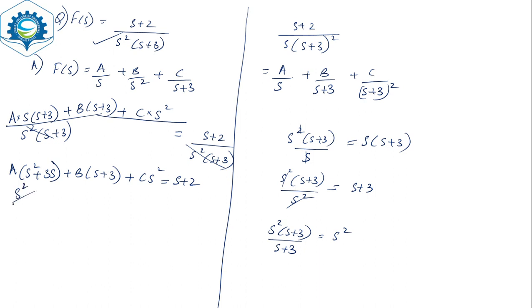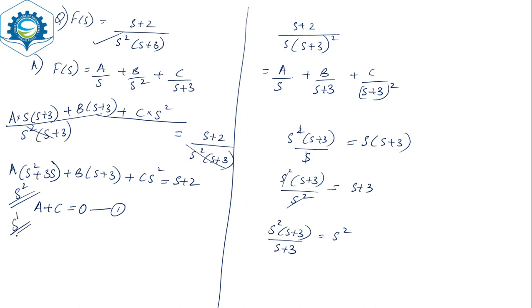Let's start with the coefficients of s square. You have a, and then there are no terms over here, and then you can see there is an s square over here, so you have a plus c. That should be equal to the coefficient of s square on the right side. There is no such term, so you have a plus c is equal to 0. That is the first equation.